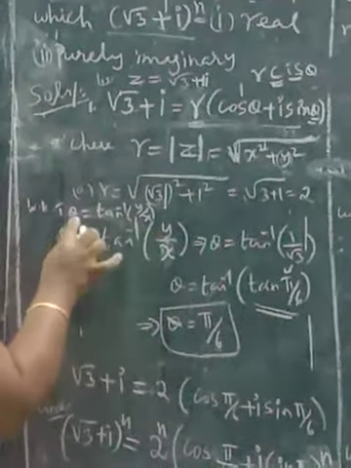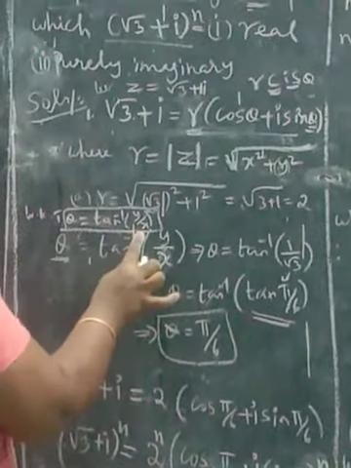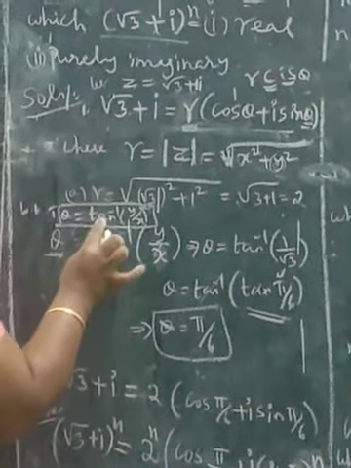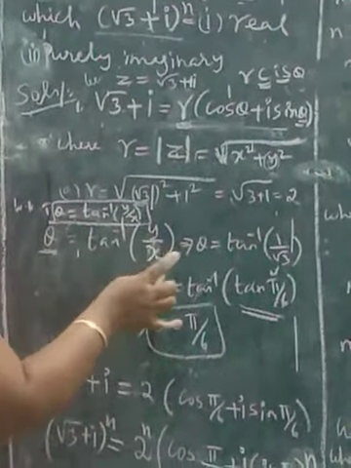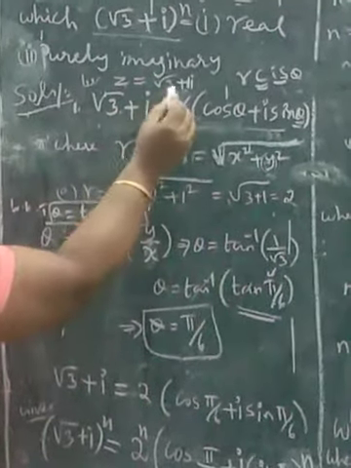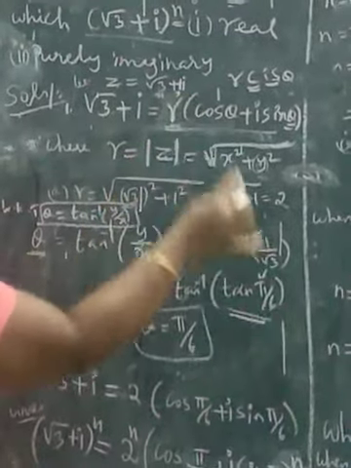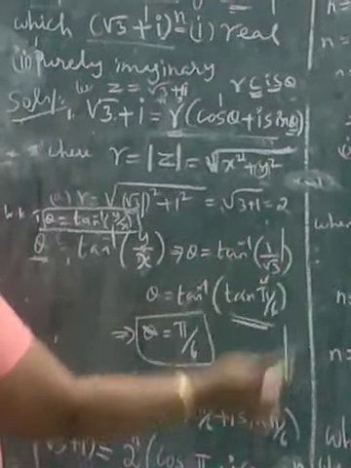Then we have to find theta. The theta formula is tan inverse of y by x. Argument theta is equal to tan inverse of y by x. So now you substitute here. This is x, this is y. So tan inverse of y by x, what is y? 1. What is x? Root 3. So tan inverse of 1 by root 3.